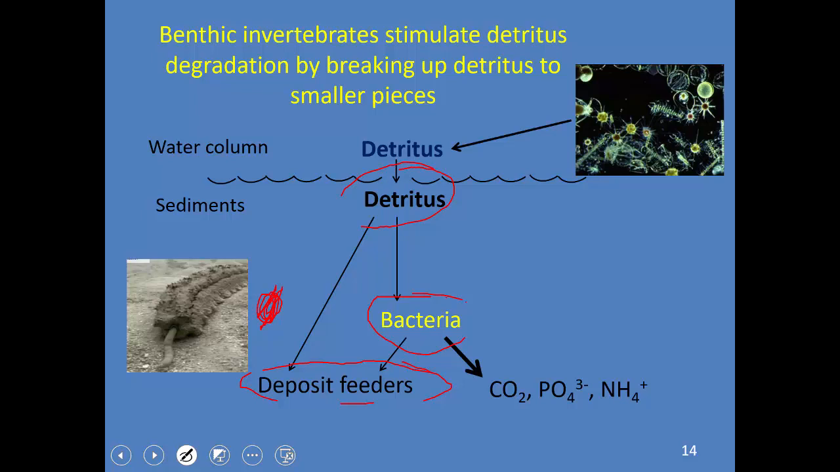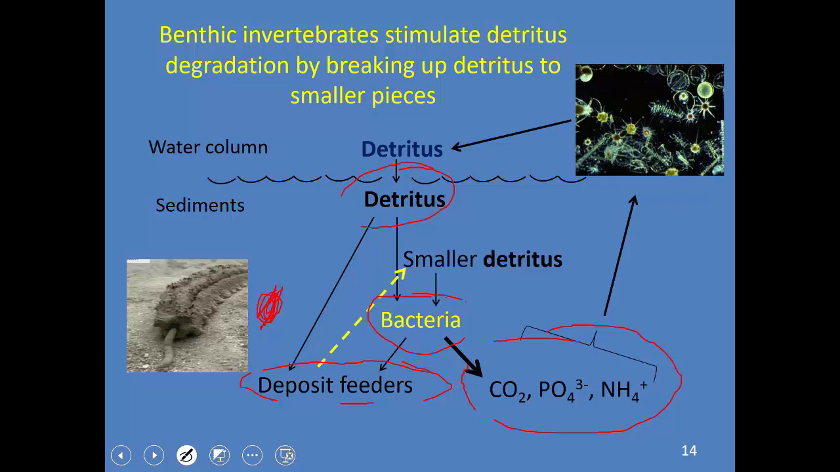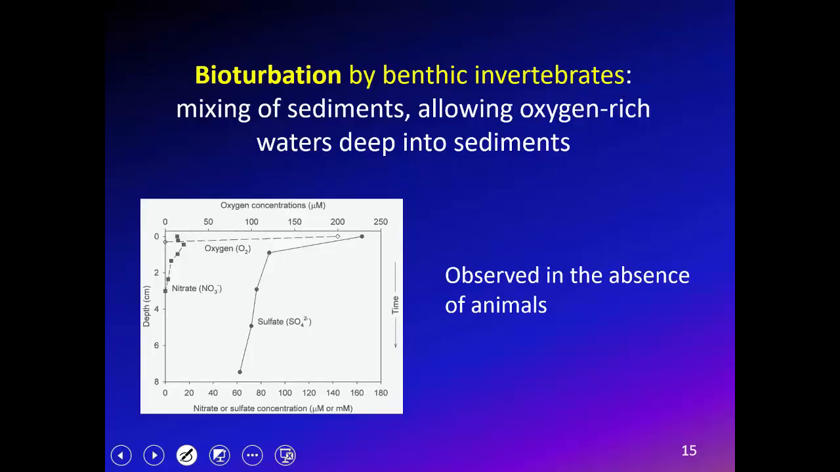And in the process of doing that, the bacteria then release the inorganic constituents of that detritus, turning that organic material back into its inorganic constituents: CO2, phosphate, and ammonium. And of course, that can then be released back up into the water column, fueling primary production that we see in the water column. What the deposit feeders are doing basically is making smaller bits of detritus and creating more surface area for bacteria to do their job.